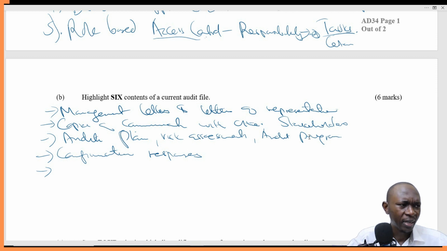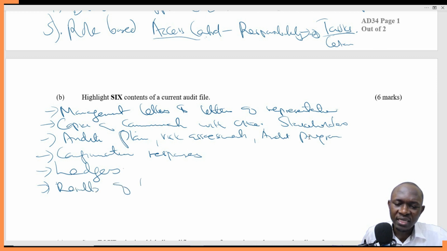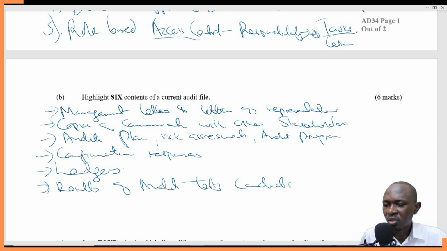Then we also have the ledgers, a record of ledgers for that particular year. Then the results of audit tests that have been conducted. Of course, we'll be conducting some tests here and there to check if there are any possibilities of misrepresentation, fraudulent information. So in the process of checking, those are what we call audit tests.